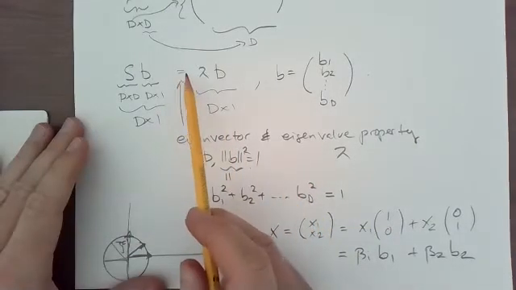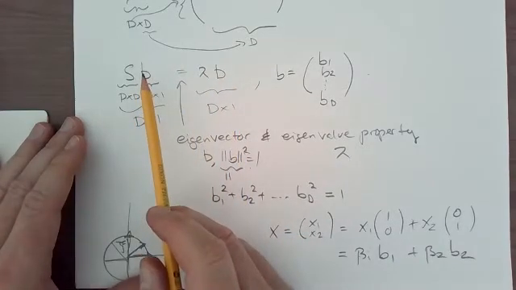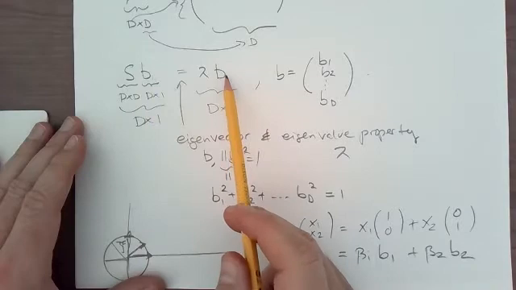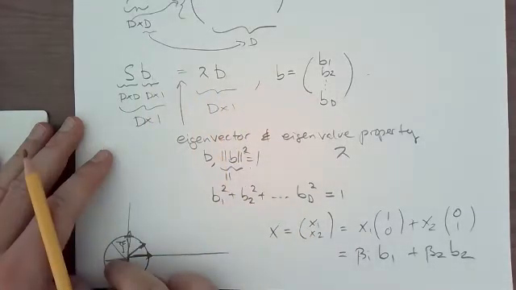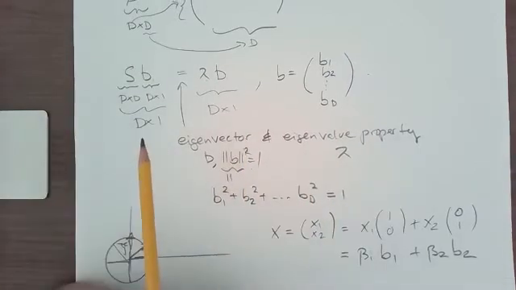So this here is what it means to be an eigenvector. I take the matrix, I multiply it onto B, and I get B back up to some scalar. That's the definition of an eigenvector and an eigenvalue.